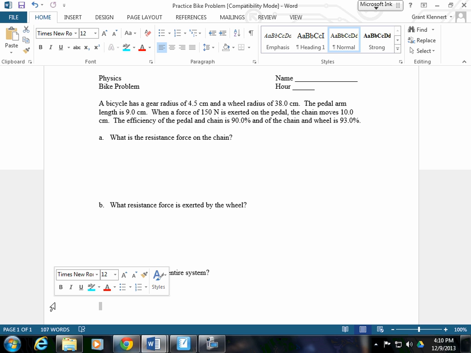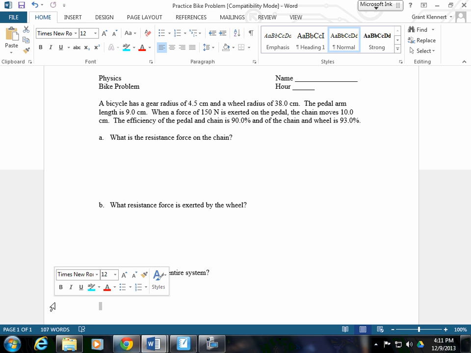So, bike problem. A bicycle has a gear radius of 4.5 centimeters, a wheel radius of 38 centimeters. The pedal arm length is 9.0 centimeters. When a force of 150 newtons is exerted on the pedal, the chain moves 10 centimeters. The efficiency of the pedal and chain is 90%, and the chain and wheel is 93%. We have a whole lot of measurements to figure out here. A whole lot. Well, let's do first things first.